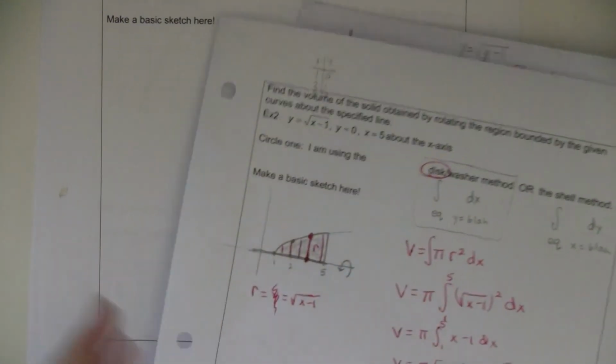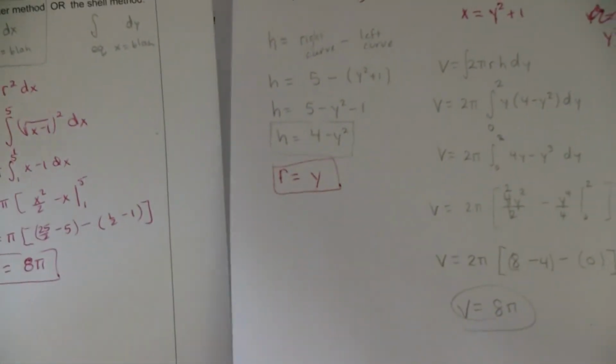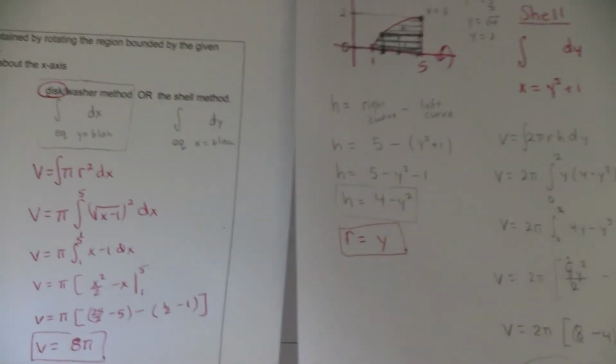So if this question had been on the test, there'll be people that will do it the disc method, and there'll be people that do it the shell method, and they're both going to get the same answer, and they're both going to be right. And so it's fine. You can do either way.